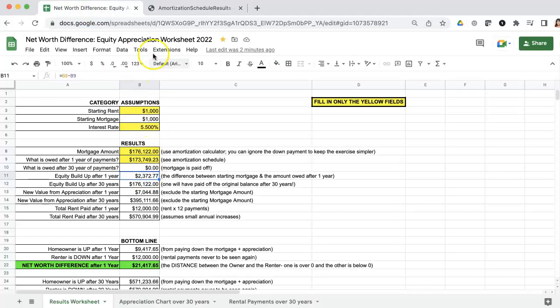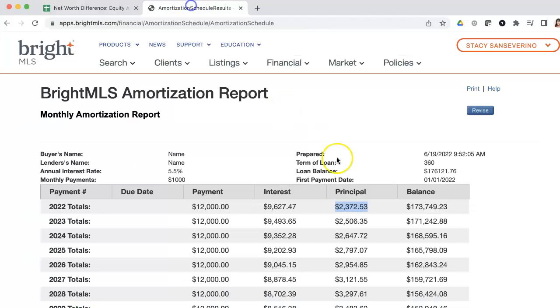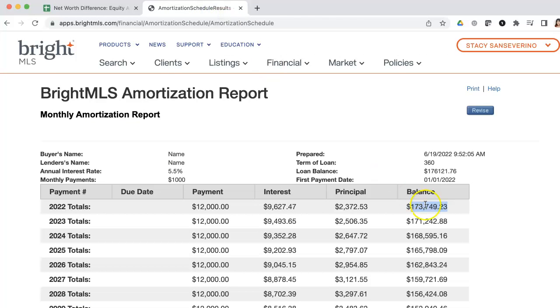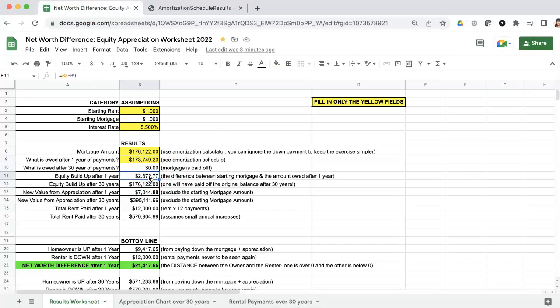That's here, $2,372. And that is actually taken from the fact that after that amount of time, $173,749 is owed. So I copied that, $173,749, and I pasted it into what is owed after 1 year of payment. So I filled in the original mortgage amount, and I filled in what is owed after 1 year. And then from there, the formulas that I've built into the system will automatically show you what's owed after 30 years, the equity buildup after 1 year, the equity buildup after 30 years, and then the new value from appreciation is drawing from the next sheet.